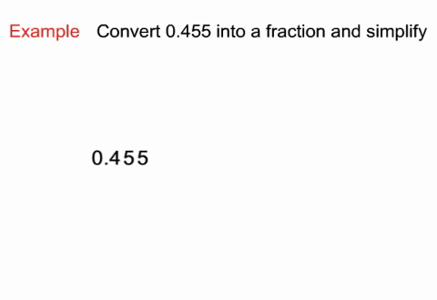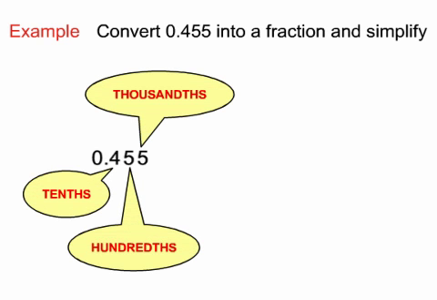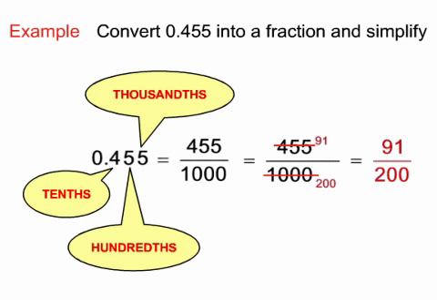Here's the decimal 0.455. The first thing to notice about this decimal is that there are 3 digits after the decimal point. The first digit is the 10th, the second digit the 100th, and the third digit is the 1000th. It's the third digit you look at because the 1000th is the number that you place on the bottom of the fraction. In other words, what goes on the bottom of this fraction is 1000.